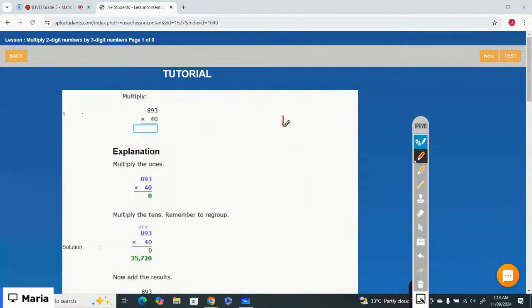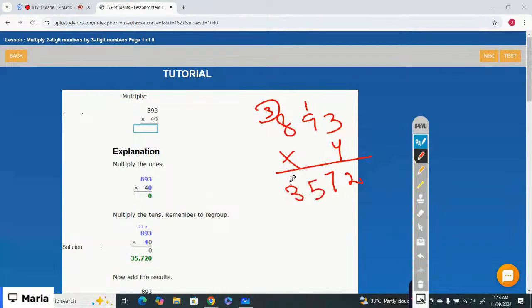Hold on, let's just do it again. 893 times 4. 4 times 3 is 12, 2 and 1 carry. 4 times 9 is 36 and 1 is 37, 7 and 3 carry. 4 times 8 is 32 and 3 is 35. So that is 3572. But you have a 0 with 40, right? So just add this 0 at the end of the digits. So that is 35,720. Got it? The correct option is 35,720.